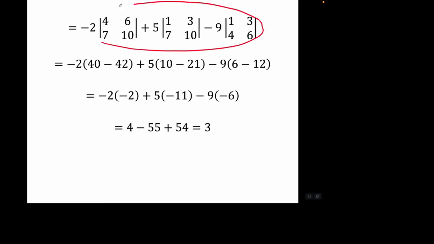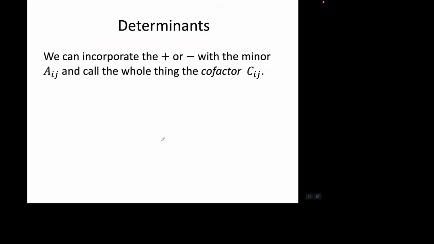So when we evaluate this determinant, we get negative 2 times 40 minus 42. We saw that earlier. Plus 5 times 10 minus 21. Minus 9 times 6 minus 12. In other words, it's negative 2 times negative 2 plus 5 times negative 11 minus 9 times negative 6. 4 minus 55 plus 54, which is 3. And that's what we got earlier.